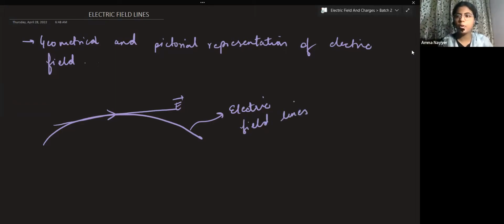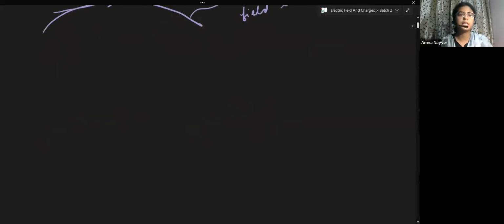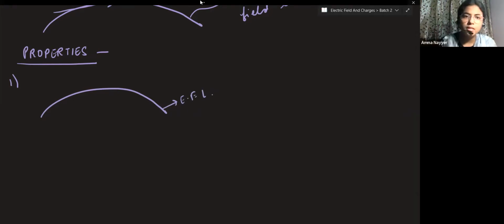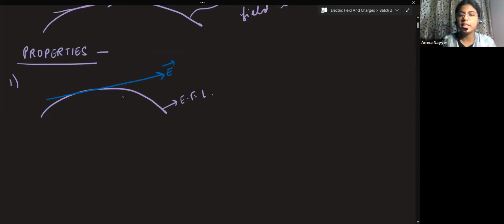Now see some of the properties of electric field lines. Let us discuss some of the properties of it. The first property is this one only: if you have an electric field line, and you wish to know in which direction the electric field will be, simply drop a tangent. This will give you the direction of electric field for it.